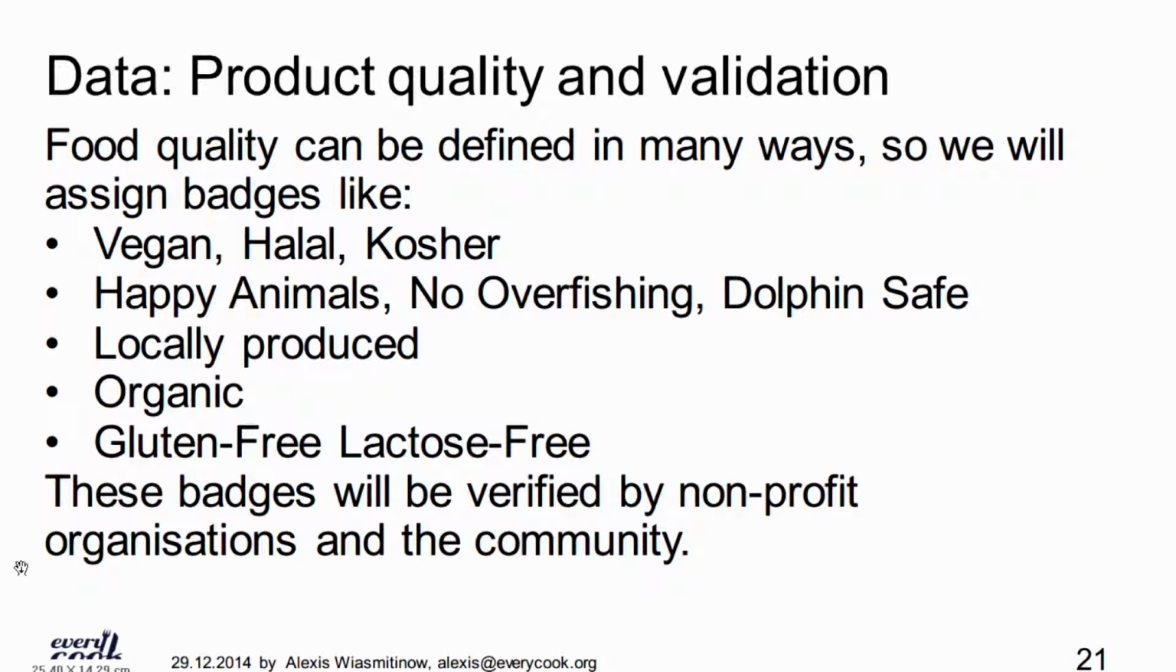We want to get all possible feedback. On one hand, we have vegan, halal, kosher. I call this kind of ethical criteria for food. Then, of course, criteria like how happy were the animals, how sustainable is it to eat that fish, local, organic, gluten-free, lactose-free. And we want to make a badge system where the users can assign a badge to some products, and non-profit organizations also can do that. And so we can quickly react, maybe if someone is abusing an organic label, and through the database remove that badge if it was proven that the food is not organic.